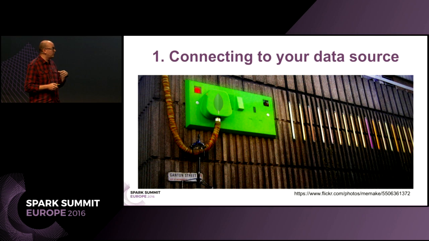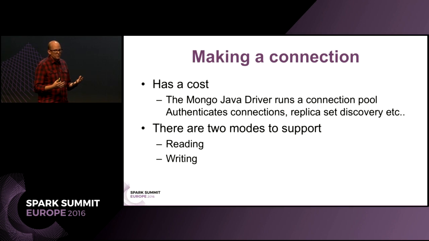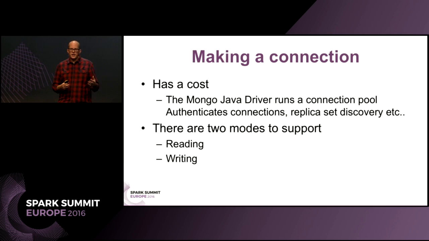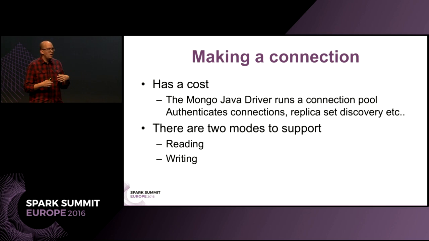The first thing you need to be able to do is connect to your data source. And this is pretty simple. If you've got something like a database, there is some level of cost to being able to connect to a database. For example, the Spark driver wraps the MongoDB Java driver, and that runs a connection pool underneath it. And that has a cost. It's going to authenticate your connections. It's going to do replica set discovery. So there's some cost to creating one, so you want to create one as little as possible.